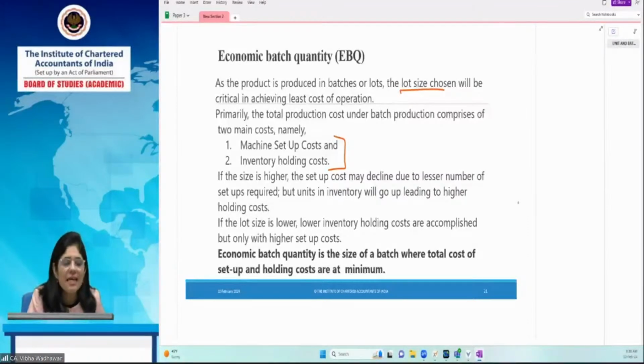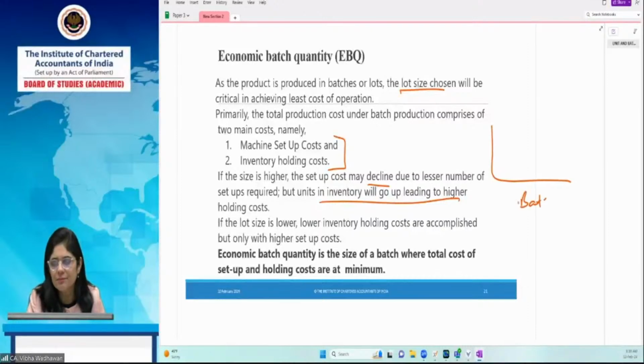So if you increase the batch size, that means if you increase the production in one go, the units you will produce in one lot, the setup cost will be less, but the inventory holding cost will be high, because together so many units are produced and then you have to store them also. Clear? So if the size is higher, the setup cost may decline, due to lesser number of setups required, but units in inventory will go up, so higher holding cost. Clear?